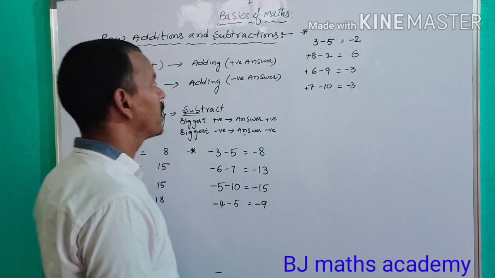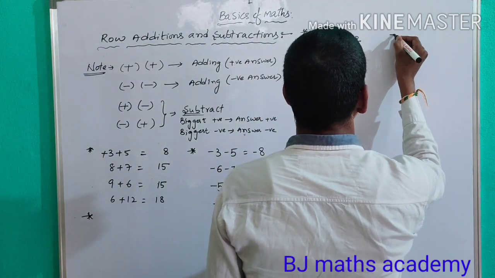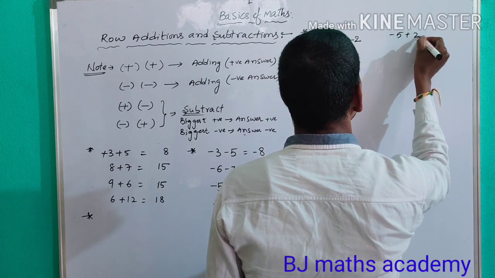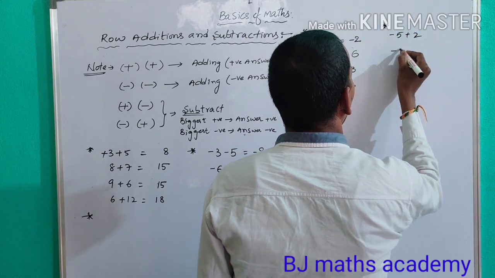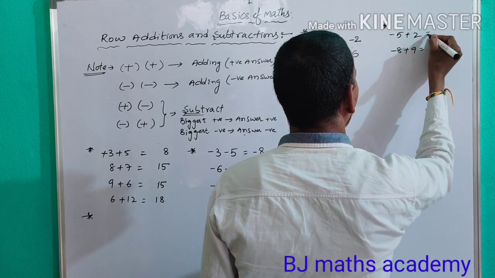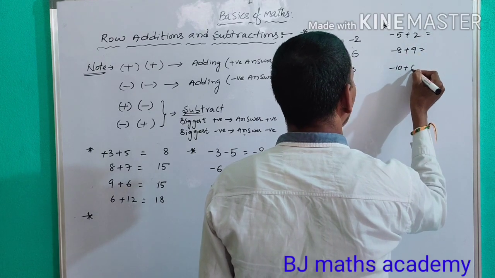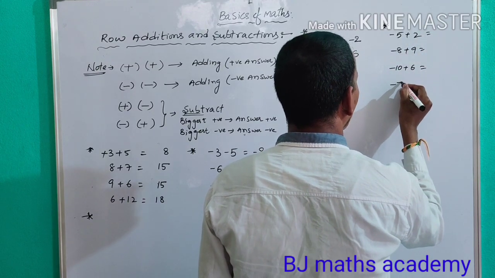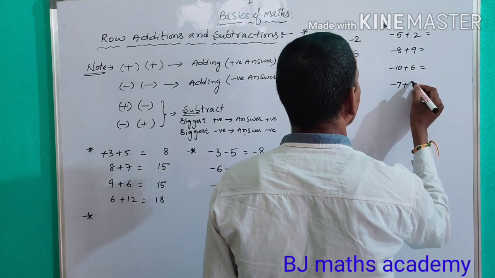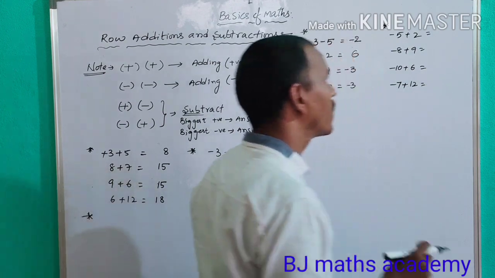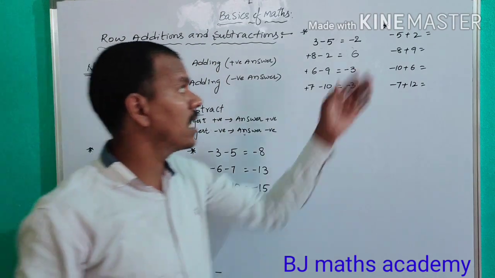Now go to that. One is minus, one is plus. -5 + 2, -8 + 9, -10 + 6, -7 + 12. It is the same here also.